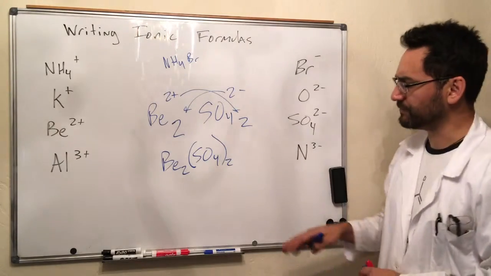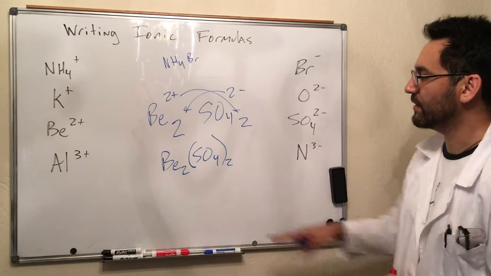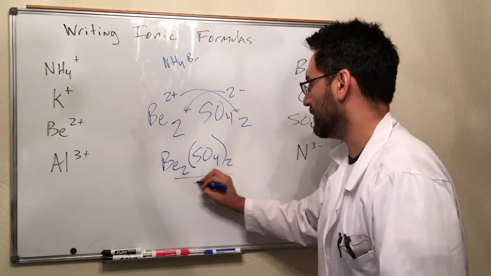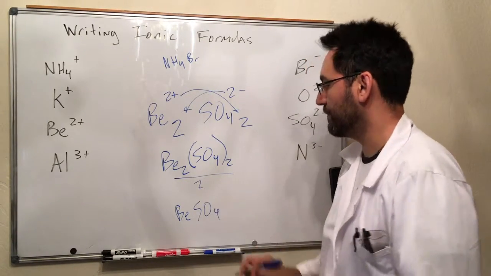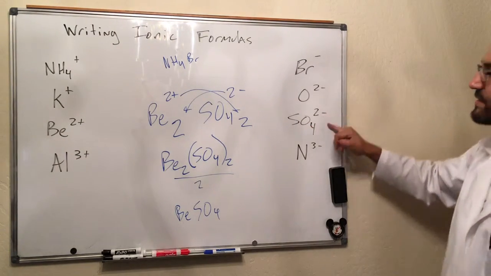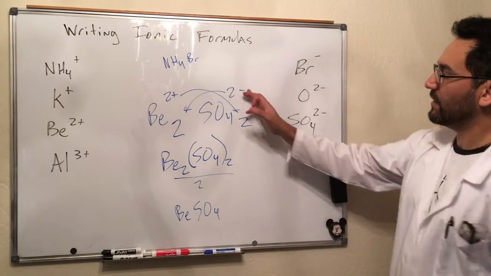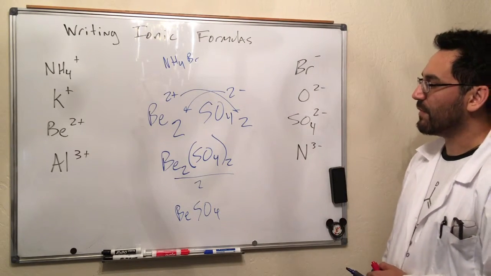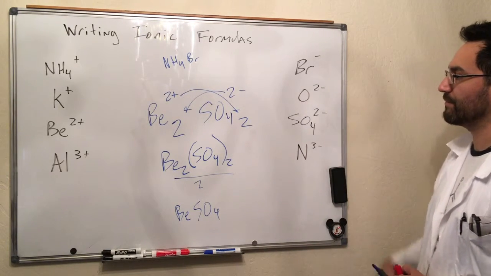And then if we can, we want to reduce this to the lowest common factor. So we can divide both of these by 2. We can divide this whole thing by 2 really and just get BeSO4. And so you might have seen that already if you notice that SO4 2 minus pairs up with beryllium 2 plus. But if you want to use this method where we cross the charges to become the subscripts, just remember that if you have something that can be reduced further, you want to reduce it further.